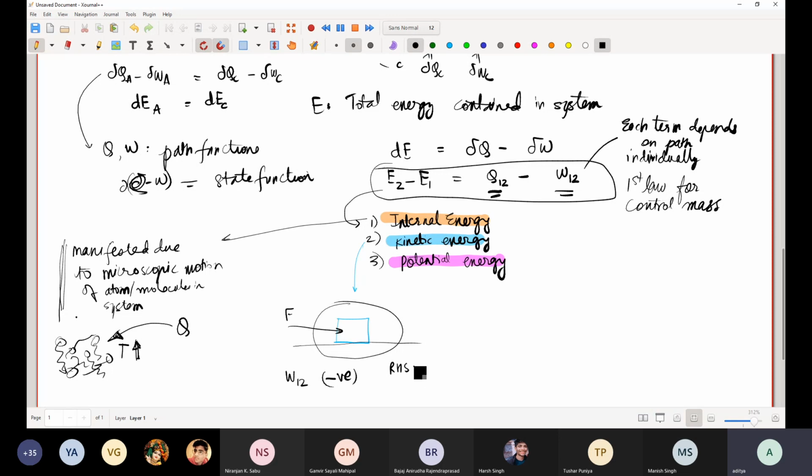Suppose there is no heat transfer. So the RHS is minus W12, but W12 will be negative, so this quantity is essentially positive. It will lead to a change in energy of the system, meaning this solid block will start moving with some velocity. So the kinetic energy is what? Half m v squared. This velocity is the macroscopic velocity, the velocity of the block. This has nothing to do with the RMS velocity of the molecules.